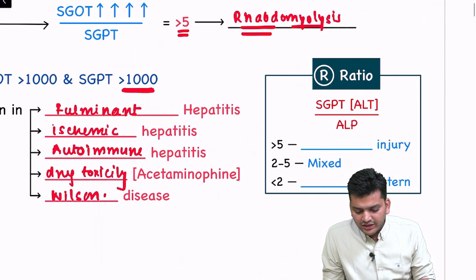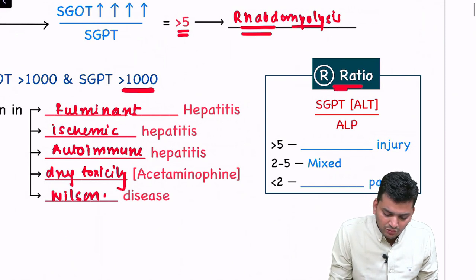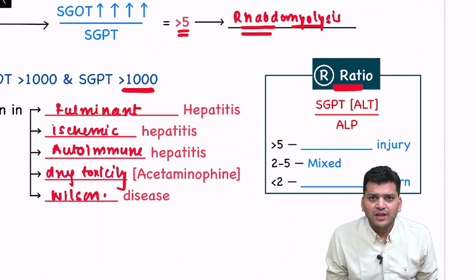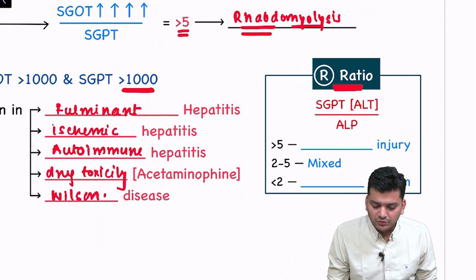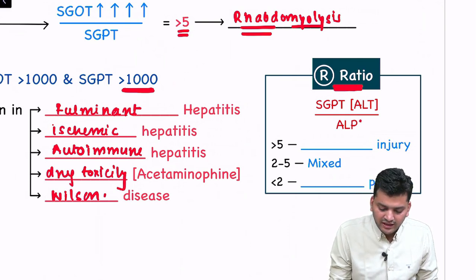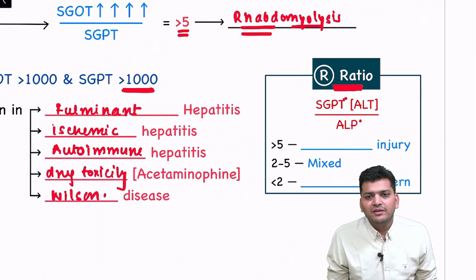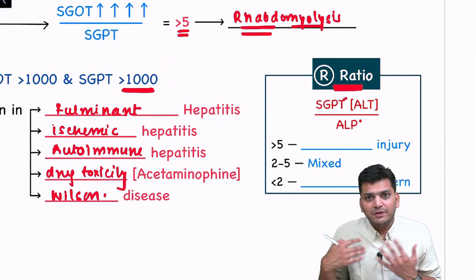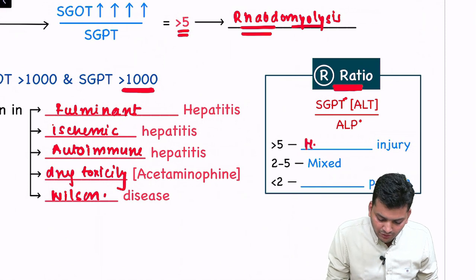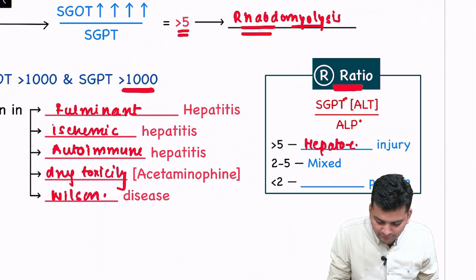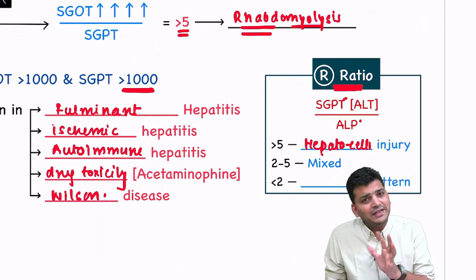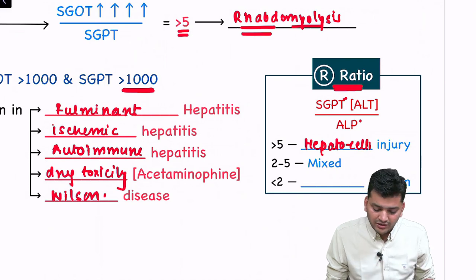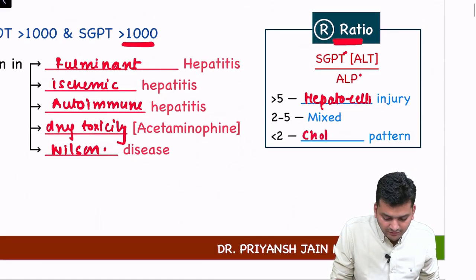There is one more value that we see in a liver function test report, called the R ratio. The R ratio is basically SGPT divided by alkaline phosphate. We know that alkaline phosphate is a marker of cholestasis and SGPT is a marker of hepatocellular injury. So if the ratio is more than 5, meaning SGPT is more, it is indicative of hepatocellular injury. If the ratio is 2 to 5, then it is difficult to say whether it is hepatocellular or cholestasis. But if the ratio is less than 2, then it is more of a cholestatic pattern.